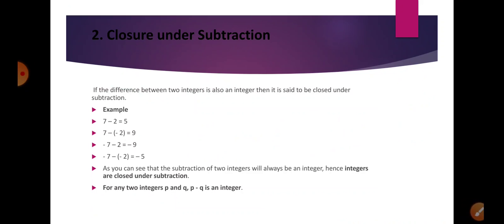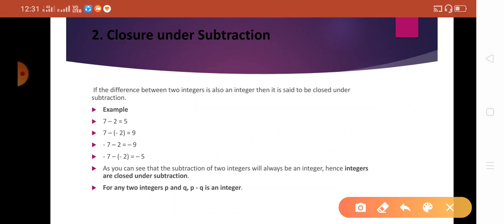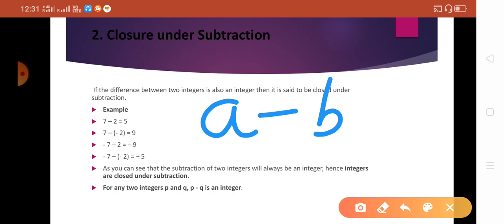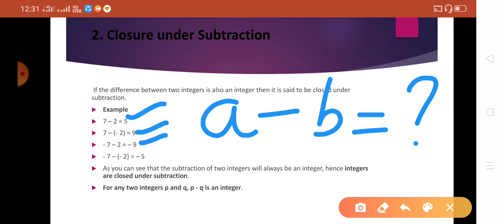The same thing, now the sign will change to minus. If you have taken two integers a and b, you subtract them and the answer must also be an integer. For example, you have taken 7 and 2. 7 minus 2 is equal to 5. 7 minus minus 2 is equal to 9. Minus 7 minus 2 is equal to minus 9. Minus 7 minus minus 2 is equal to minus 5.